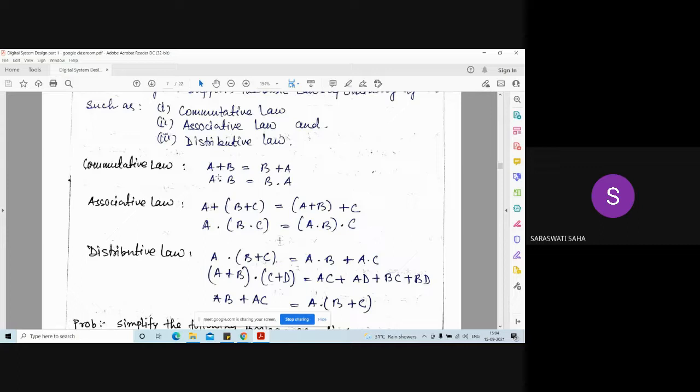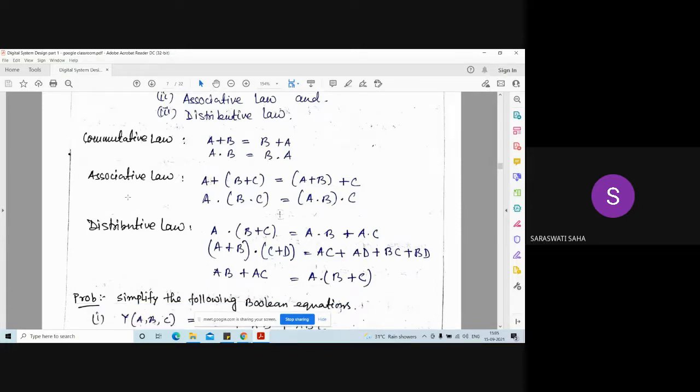It means A plus B equals B plus A. Obviously, A dot B equals B dot A. In the associative law, if we remove this parenthesis, A plus B, you can put within this parenthesis plus C. You will get the same result on both sides. In the dot operation, A dot B dot C, you will get the same result here.